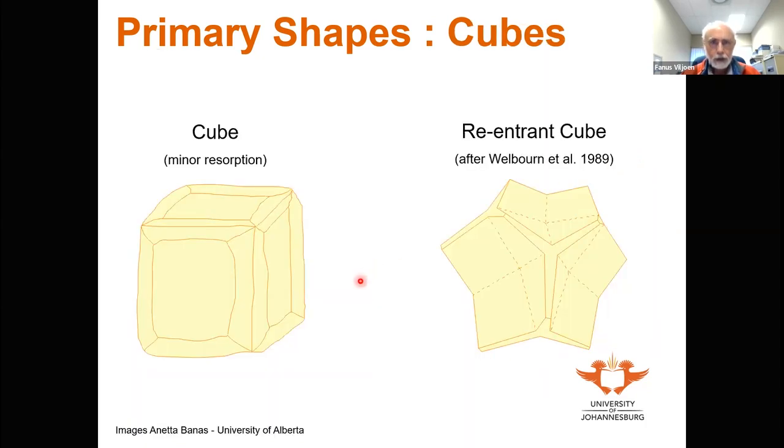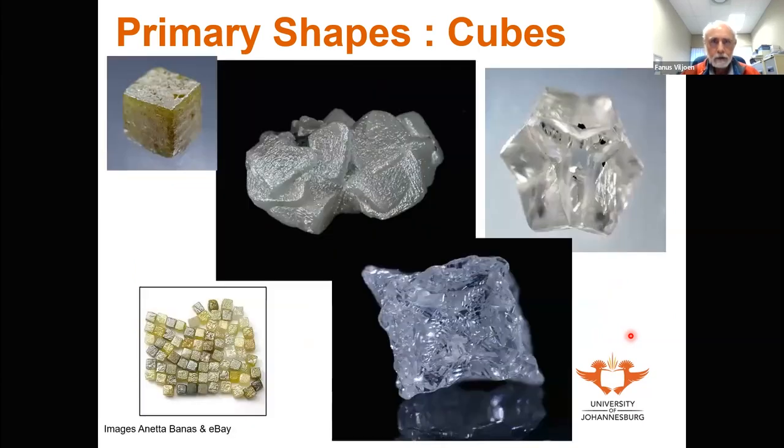Moving on to cubes, if diamonds crystallize at a somewhat lower temperature, they crystallize as a cube. That may also present itself as a re-entrant cube, which is also likely due to twinning. Now, many of these cubes are opaque, as you can see here. Some do tend to be gem quality, for example these two, which are from the Zwaneng diamond mine in Botswana.